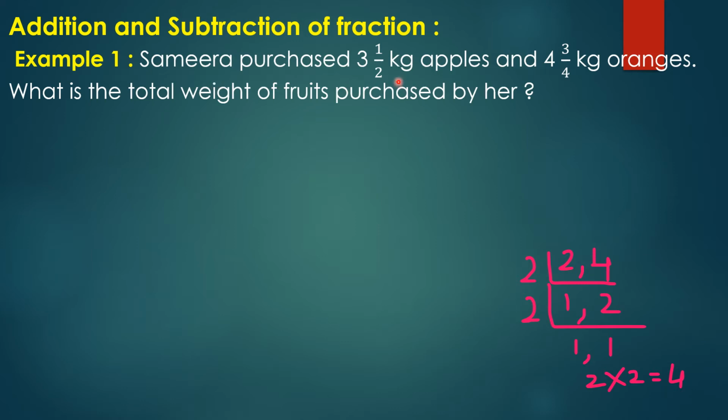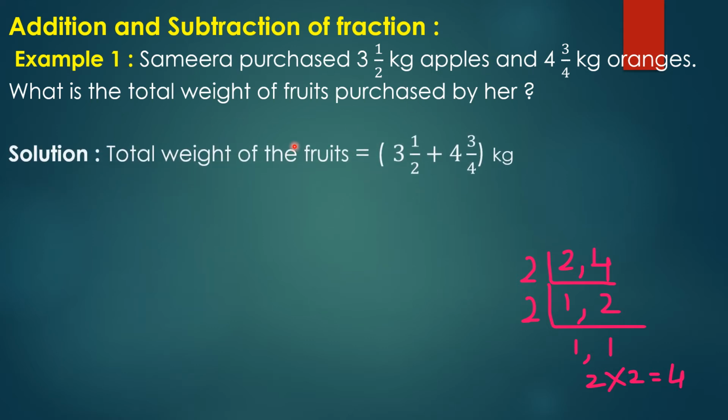Samira purchased 3 1 by 2 kg apples and 4 3 by 4 kg oranges. What is the total weight of the fruits purchased by her? The total weight of the fruits purchased by her means we have to do the addition of the fractions. Here, how many fractions are there? 3 1 by 2 and 4 3 by 4. So we have 2 fractions, and here we have to do the addition of the fractions.